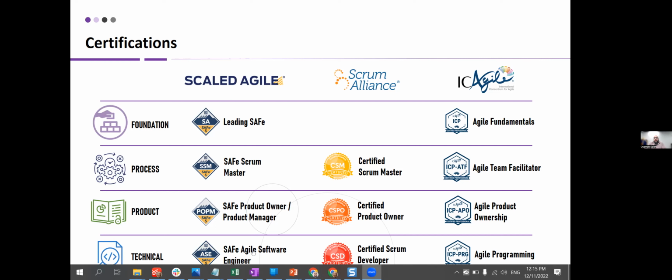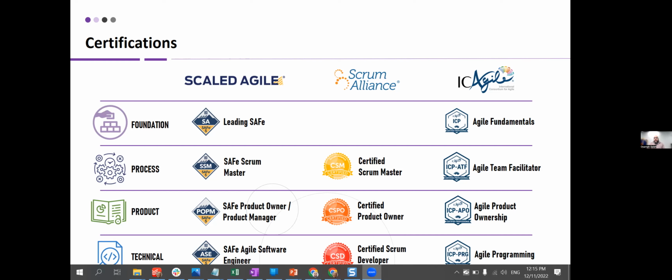I just chose the Agile Software Engineer from SAFe, the Scrum Developer from Scrum Alliance, and Agile Programming. But there are more. For example, SAFe provides SAFe Architect. From IC Agile, there's also Architecture and DevOps. So if you want to go more into DevOps, if you've never heard this, don't worry about it. I don't need to explain it right now, but as a technical person, if that's what you're interested in, there are a lot more certificates at this point when it comes to the technical track, right?